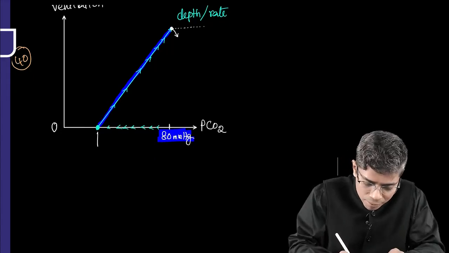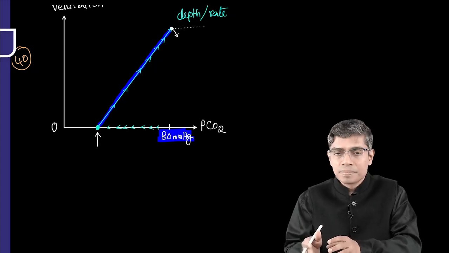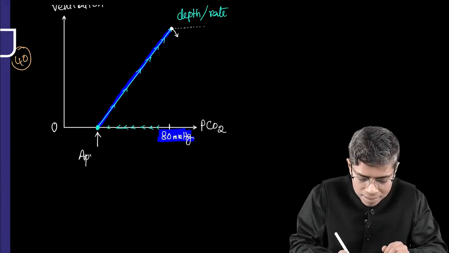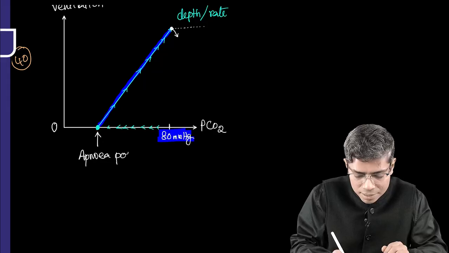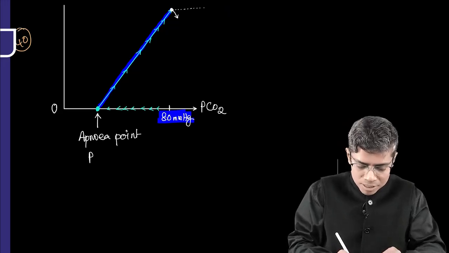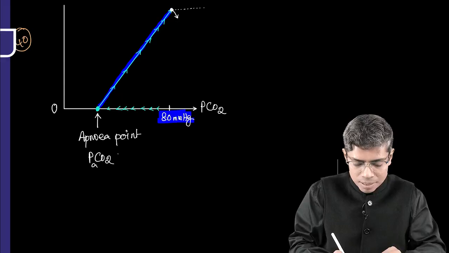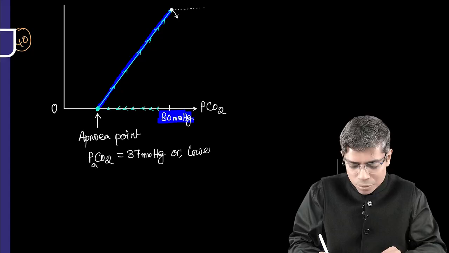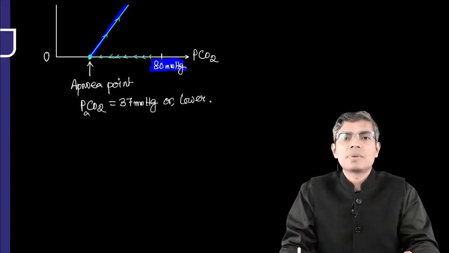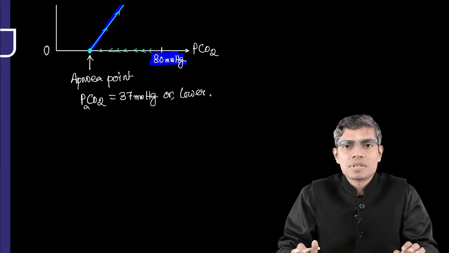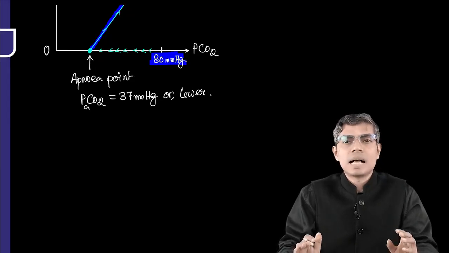So this point where ventilation is temporarily stopped because of low carbon dioxide in the arterial blood is known as the apnea point. So the question will be asked, at the apnea point, what is the partial pressure of carbon dioxide in the arterial blood? Your answer will be 37 millimeter of mercury or lower, right? Whenever you reach a partial pressure of carbon dioxide which is 37 or below, then your ventilation will stop for a certain period, and that is nothing but apnea, right?